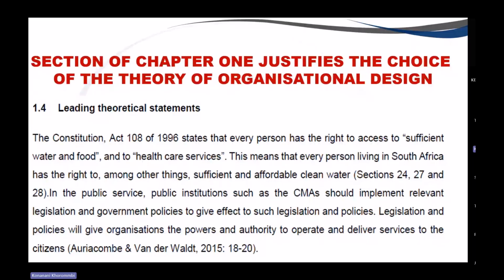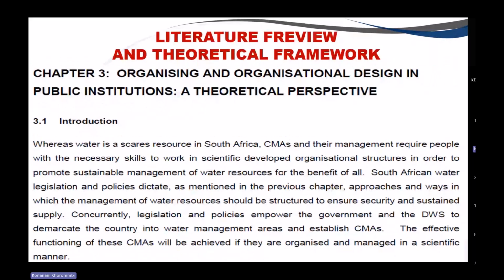But as we move to chapter 3, I've skipped chapter 2 because chapter 2 did not talk about the theoretical principles. In chapter 3, we read about organizing and organizational design in public institutions, then a theoretical perspective. It means this chapter on its own is dedicated to the theory of organizational design, and this is what we refer to as a theoretical framework. Just look at what has been addressed under the theory of organizational design. We noted that during the literature review, there were a number of theories on organizational design.